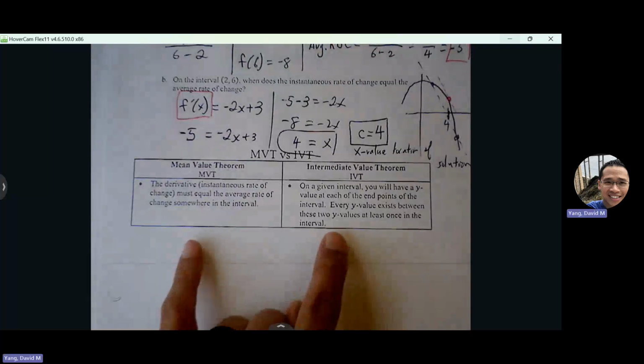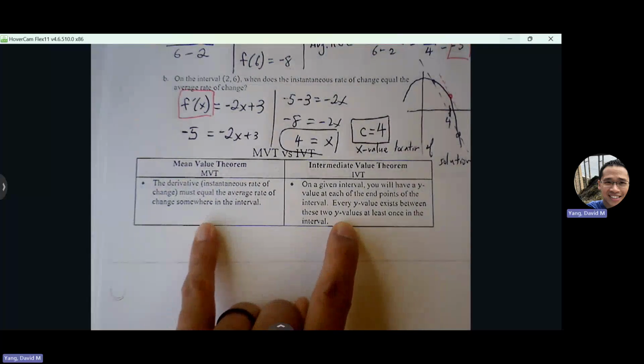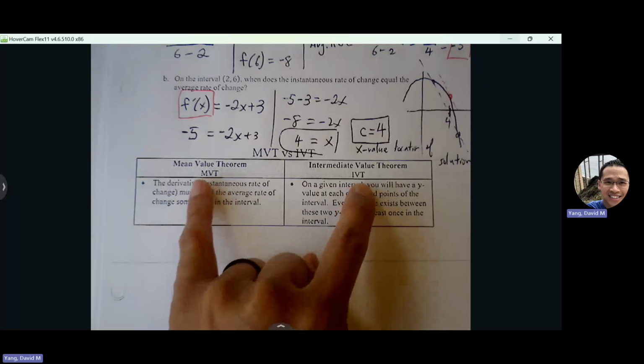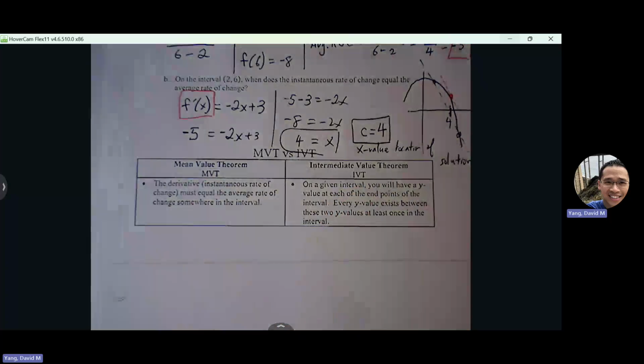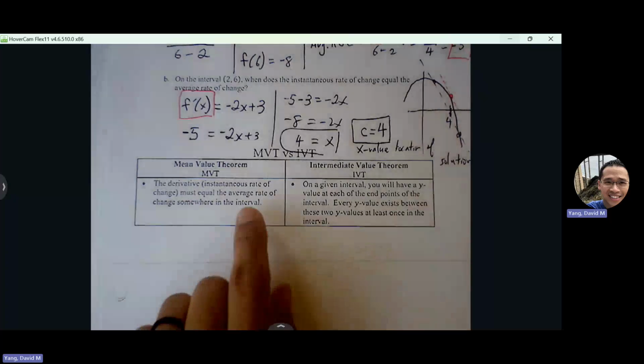There is an important distinction between mean value theorem and intermediate value theorem. Sometimes AP exams like to, on FRQs, put these back to back within the same problem and see if students can identify, okay, wait, this one is mean value theorem and this one is intermediate value theorem.